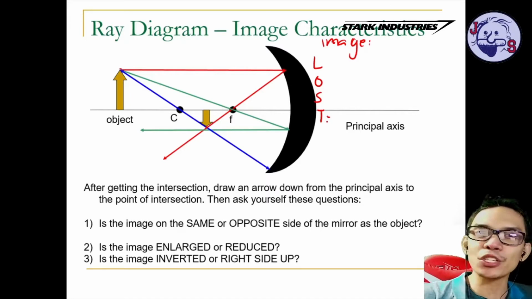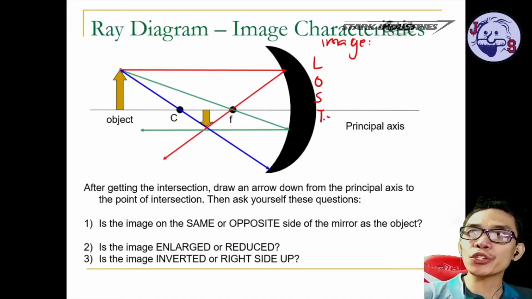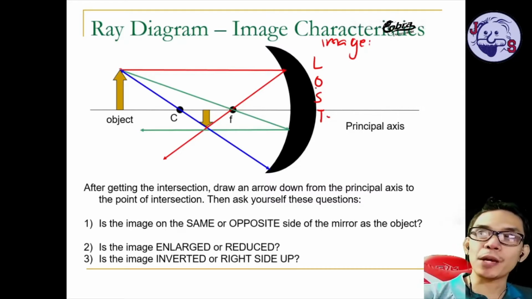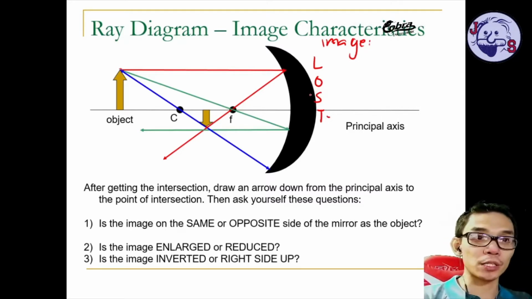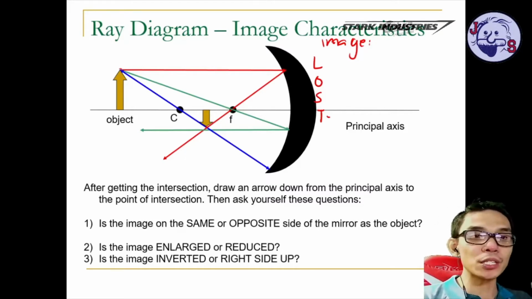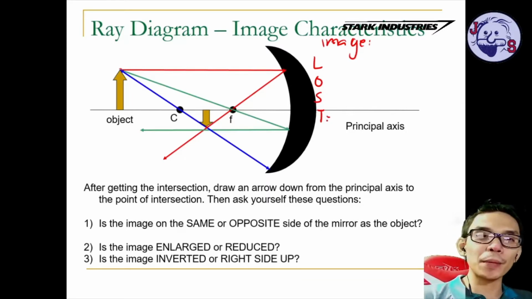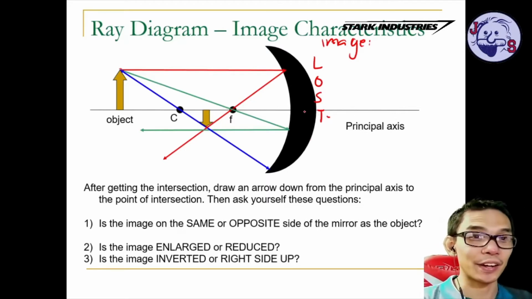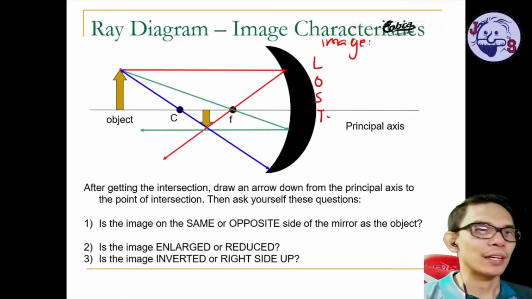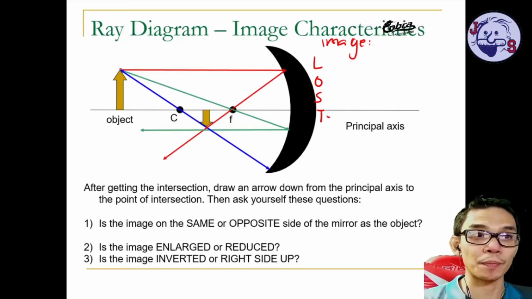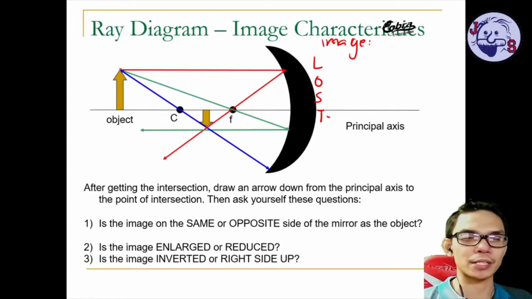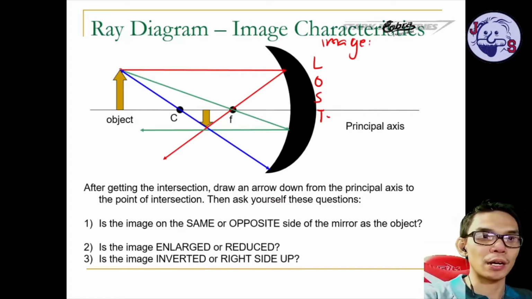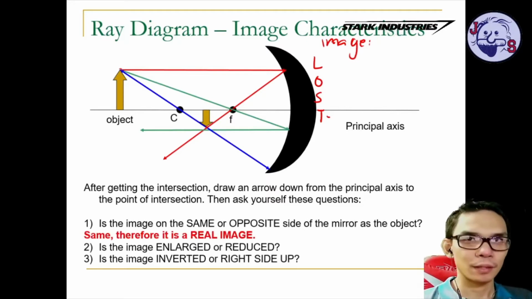Now the type of image depends on orientation. If the orientation is upright, therefore the image is virtual, as we agreed on in the previous videos. If the image is inverted, then the type of image is real. That's the key idea here. So, is the image on the same side or opposite side of the object? Based on this ray diagram, it should be the same side as the object. So if it is the same side, therefore that is real.